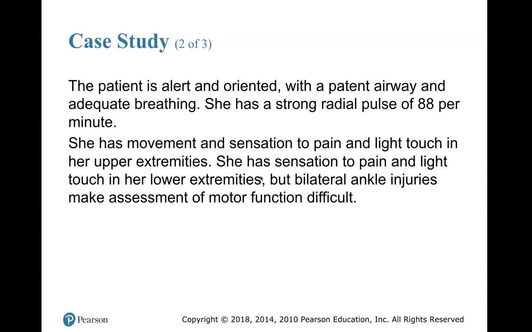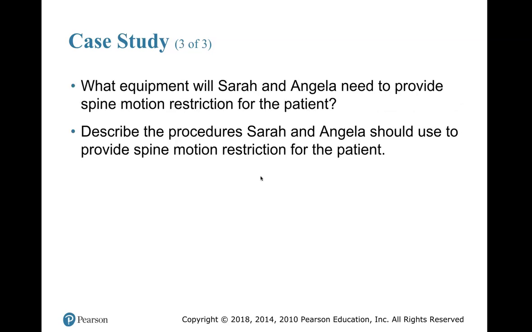All right, case study. The patient is alert and oriented with a patent airway and adequate breathing. She has a strong radial pulse of 88 per minute. She has movement and sensation to pain and light touch in her upper extremities. She has sensation to pain and light touch in her lower extremities, but bilateral ankle injuries make assessment of motor function difficult.